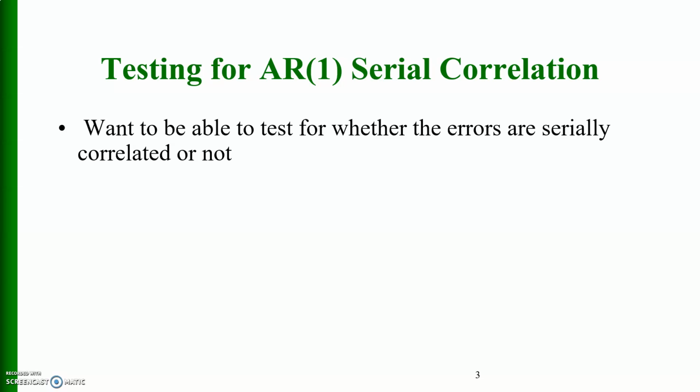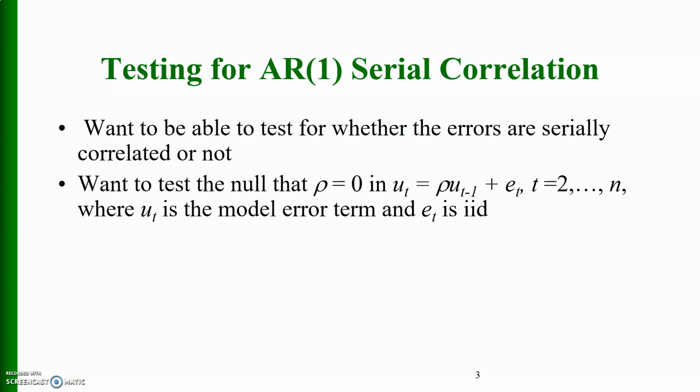Why do we want to test for AR1 serial correlation? Because we want to be able to test for whether the errors are serially correlated or not, and we may also want to test the null hypothesis that rho is equal to 0 in ut is equal to rho ut minus 1 plus et, where t varies from 2 up to n, and ut is the model error term, and et is independently identically distributed.